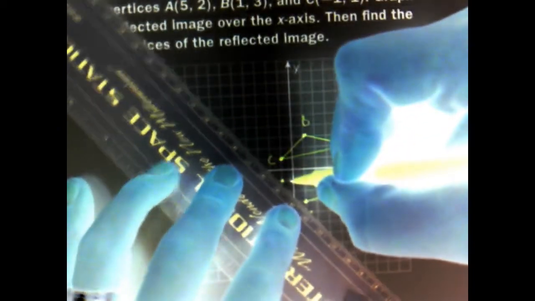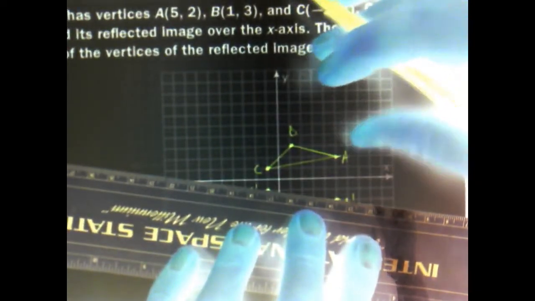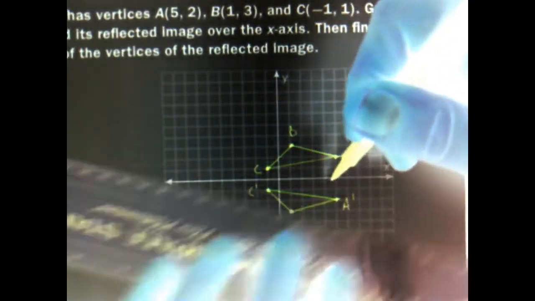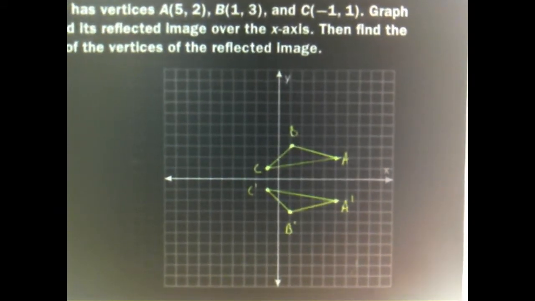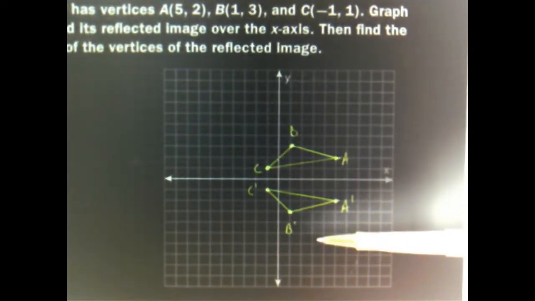And once I connect these dots here, you'll see I have a perfect mirror image of triangle ABC reflected across the x-axis. Okay, see how it just flips down.